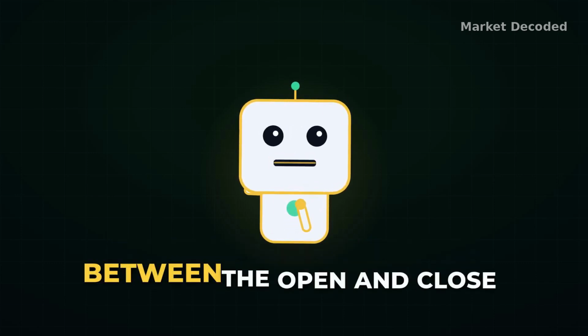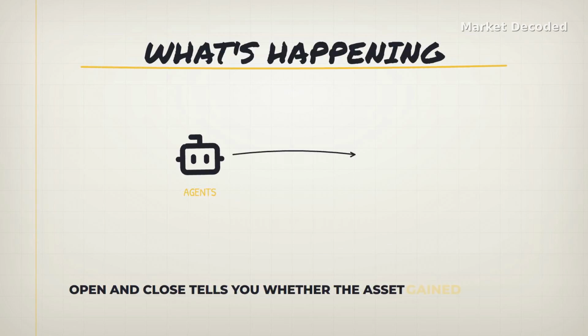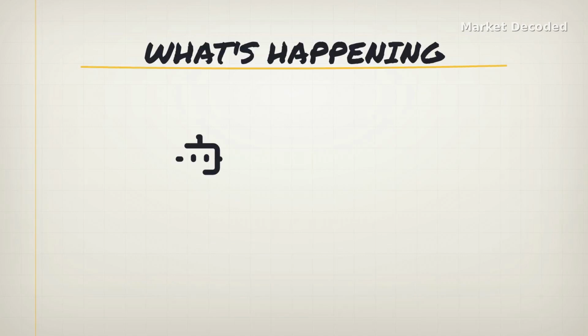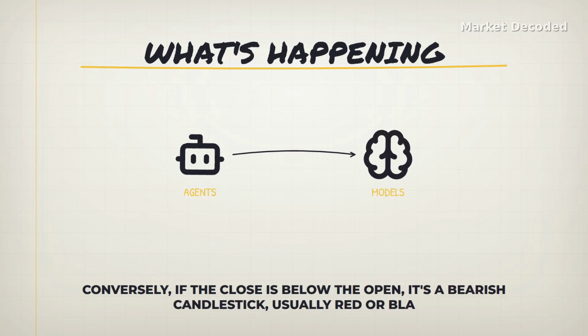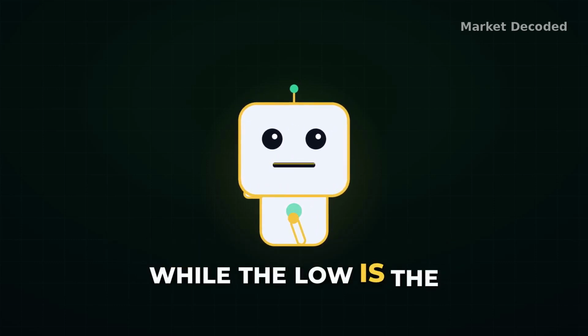The distance between the open and close tells you whether the asset gained or lost value during that time. If the close is above the open, we see a bullish candlestick, often colored green or white. Conversely, if the close is below the open, it's a bearish candlestick, usually red or black. Now, let's not forget the high and low prices. The high is the peak price reached during that time frame, while the low is the lowest point.